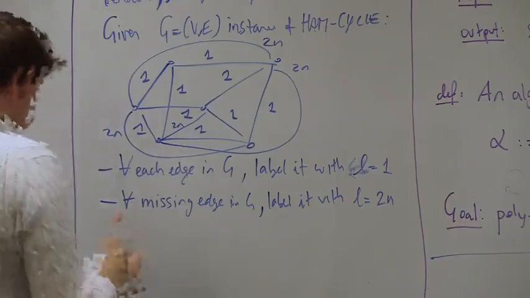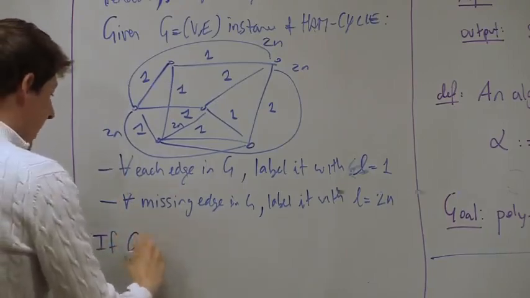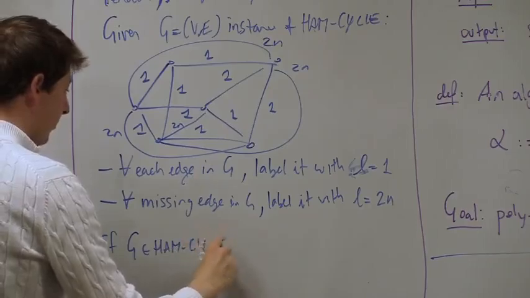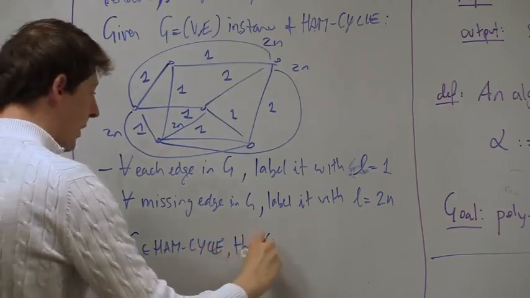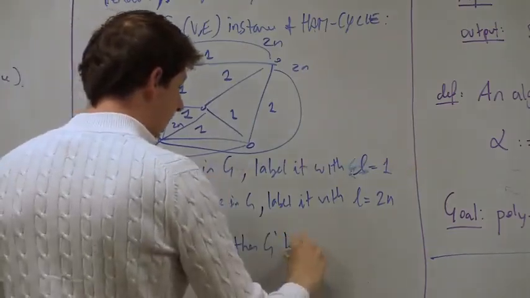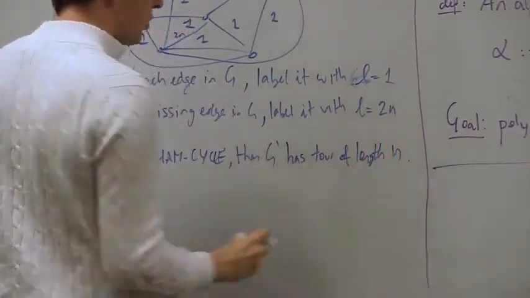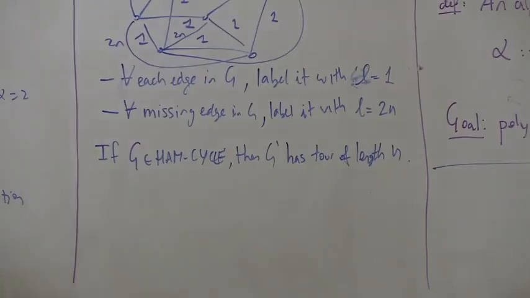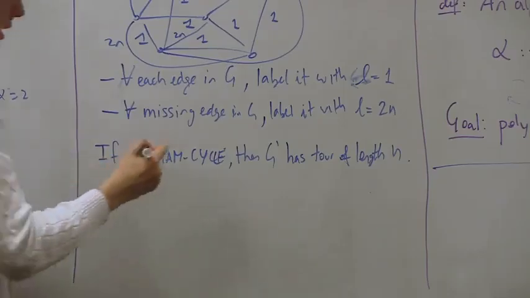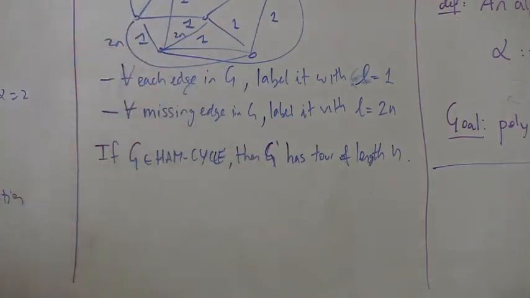So now, what's the point? If G really did have a Hamiltonian cycle, then G prime, the new graph that I've constructed with these distances, has a tour of length n, right? Just take whatever Hamiltonian cycle you found, call that a tour, and because it uses existing edges, you will have 1 plus 1 plus 1 plus 1 up to n times. So the new instance of TSP has a tour of length n.